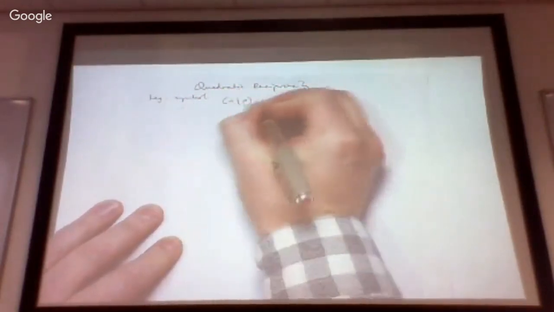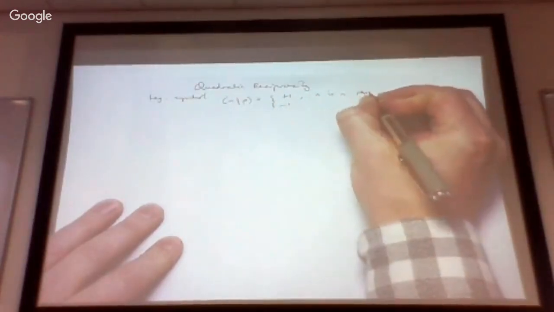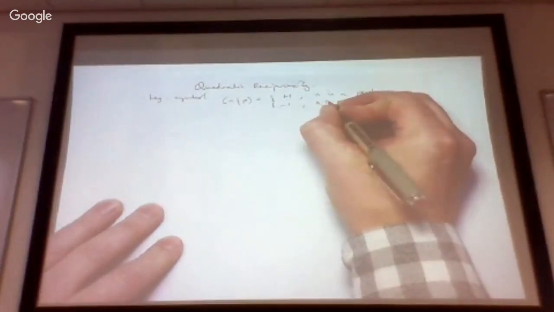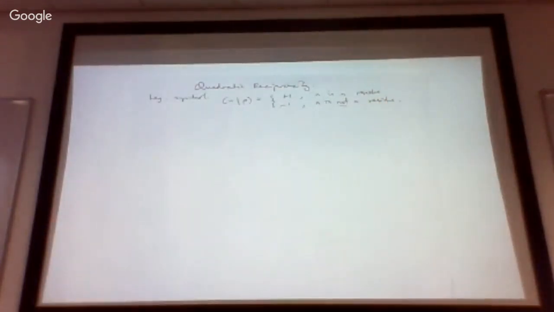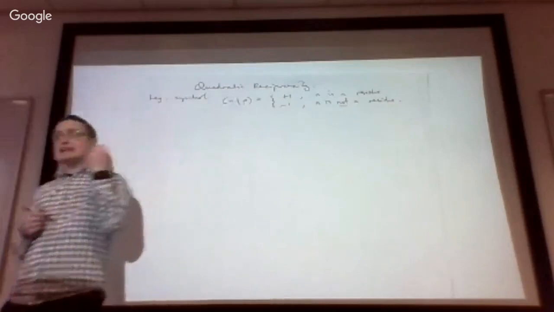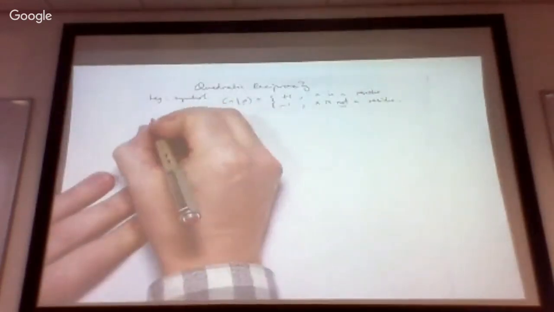(n/p). I've probably written this about 50 times by now. n is a residue mod p, n is not a residue. By residue we mean quadratic residue. So the Legendre symbol (n/p) is going to be +1 if n is congruent to a square modulo p, and it's going to be -1 if n is not congruent to a square modulo p.